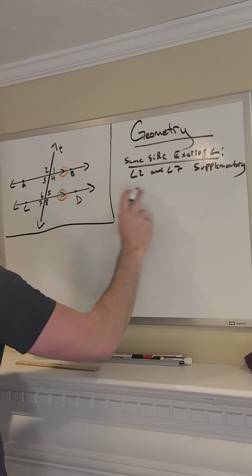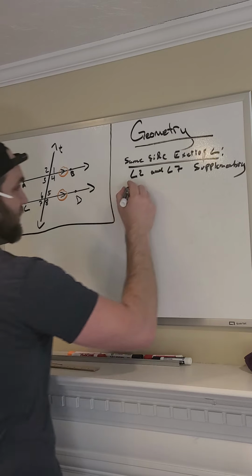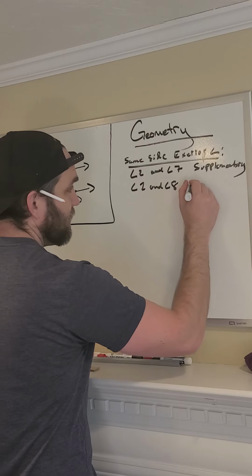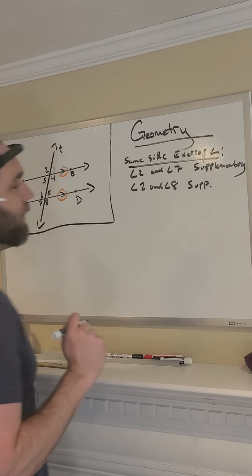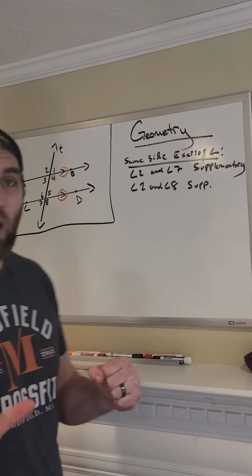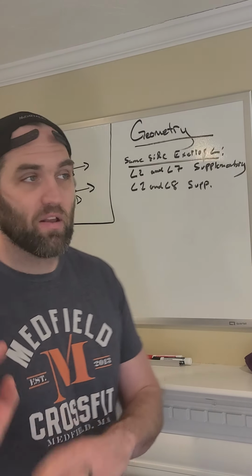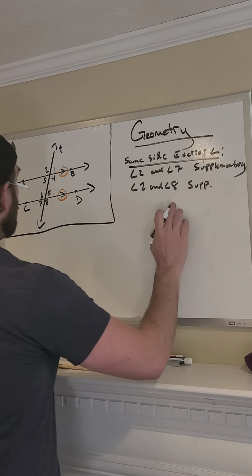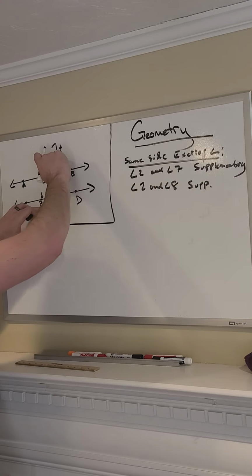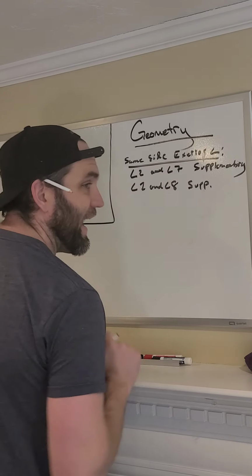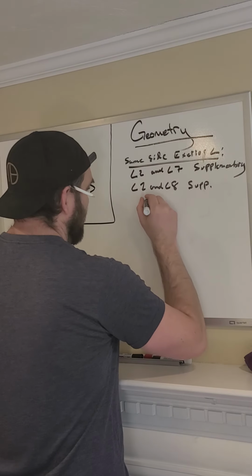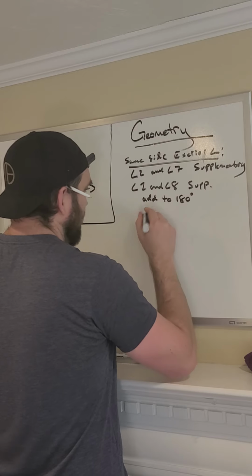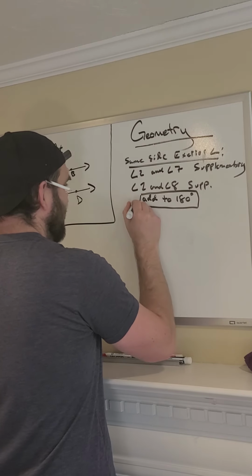Supplementary. Okay, so angle 2 and angle 7, and then also angle 1 and angle 8. Again, supplementary. So same side exterior angles are always going to be supplementary when we're dealing with parallel lines and a transversal. Okay, so we have 2 and 7, 1 and 8. Always going to add up to 180. So I'm just going to put this here, add to 180, and just kind of highlight that piece.